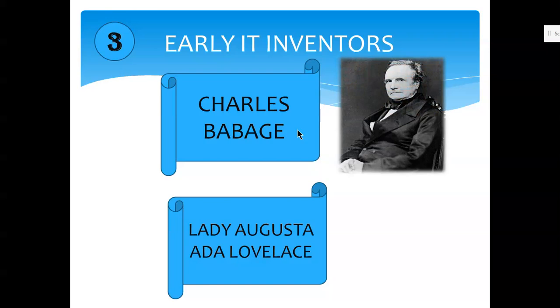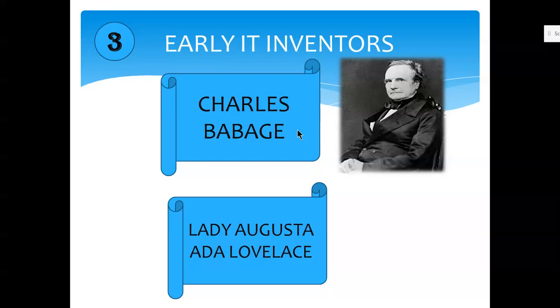Next is early IT inventors. Charles Babbage, a British mathematician, is considered the father of computers. He invented a working model of a mechanical computer called the difference engine in 1822 and the analytical engine in 1833. The analytical engine had five units: input, output, store, mill, and control. These units worked like the modern computer. All the computers which are used nowadays are based on it.